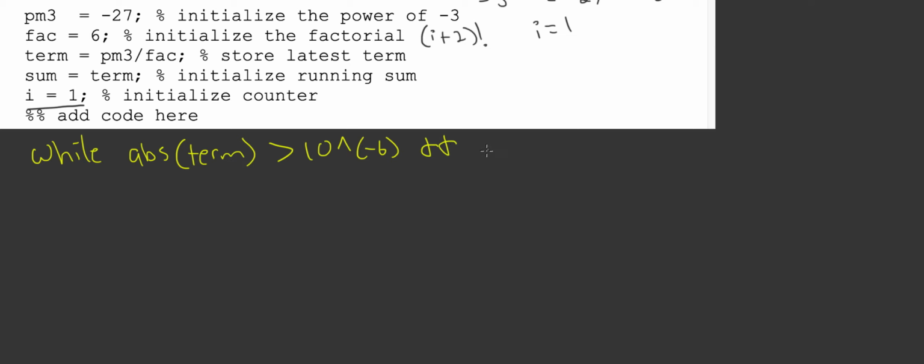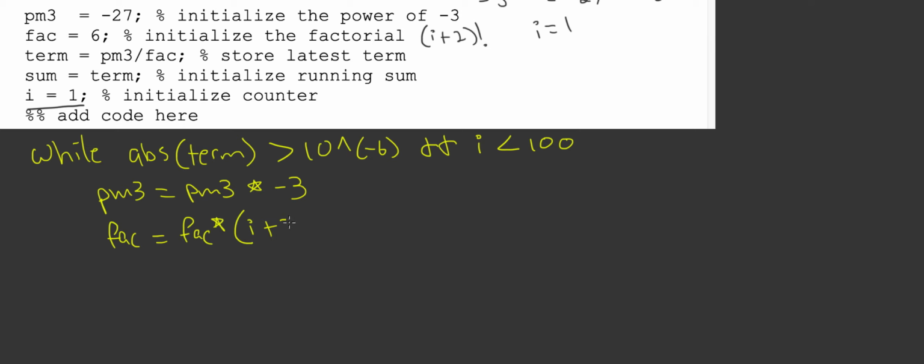And then you put an and, I, which is our counter, is still less than 100. So once this reaches 100, we'll stop. And once this becomes less than or equal to 10 to the negative 6, then we'll also stop. So this is how we write the while loop. And we're just going to keep our running product going. So we have PM3 equals PM3 times negative 3. We have factorial is equal to factorial times I plus 2.